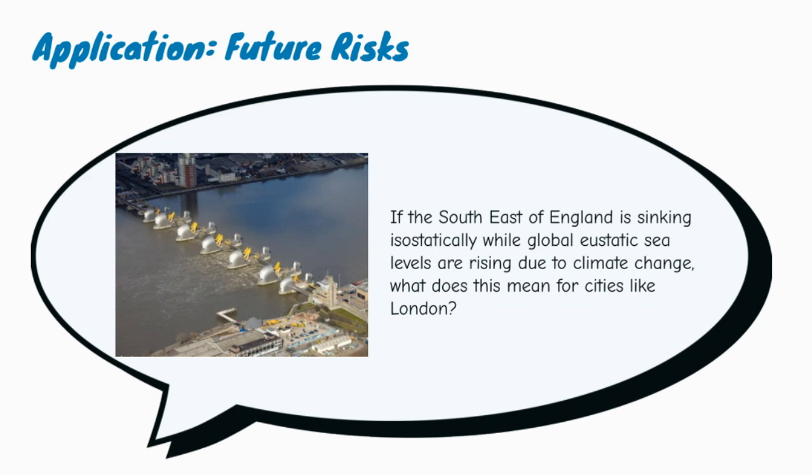A storm surge happens when low pressure and strong winds push seawater inland. If this happens at high tide, and sea levels are already higher, the danger is greater. This is why London needs major flood defenses such as the Thames Barrier. But as sea levels continue to rise, these defenses may need upgrading or replacing. In the long term, some low-lying inhabited land may become much harder or more expensive to protect.